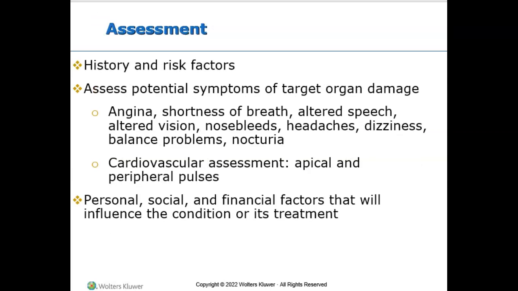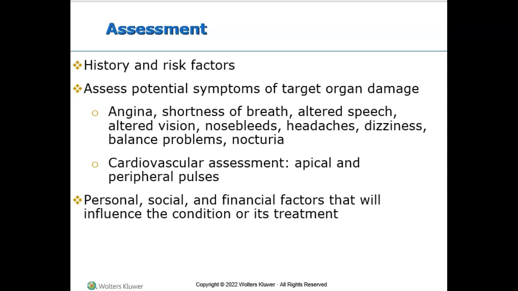We also want to look for history, asking them what's been happening in your life, what's your history on how you eat, your exercise, all the things we've talked about in other videos. But also ask them about specific symptoms to see if they have organ damage.